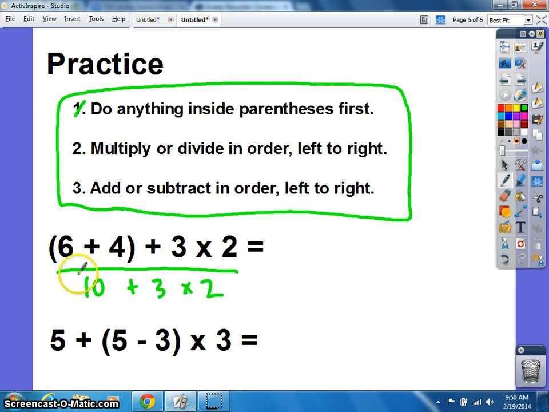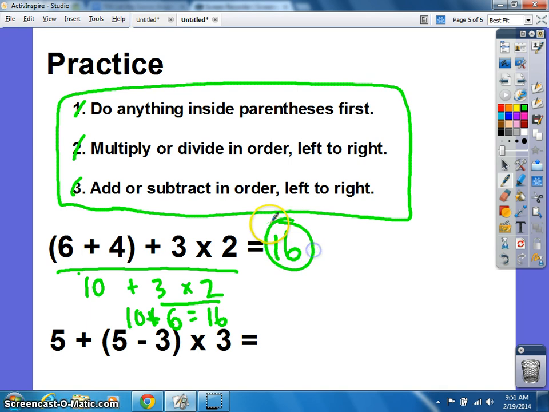Now, I don't have to drop the parentheses down because they don't mean anything more because it's just a number there. So I don't really need those parentheses anymore. So I'm just going to erase them. Now I follow my second step order of operations as multiply or divide. Well, you can see I have a multiplication problem right here, so I need to do 3 times 2. So I'm going to write 10 plus 3 times 2 is 6. And now we add or subtract. 10 plus 6 is 16. So our answer to this now expression, or this equation, is 16.